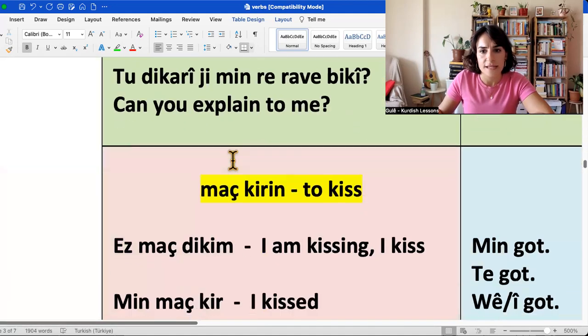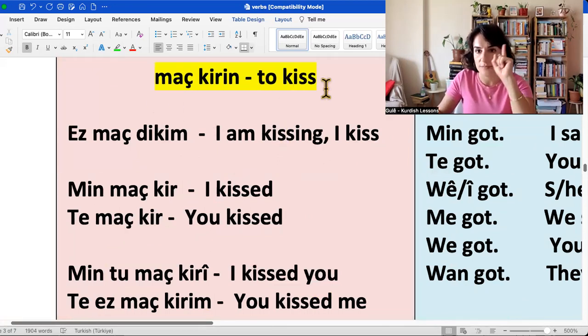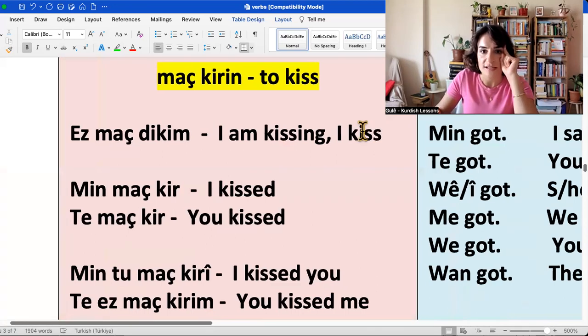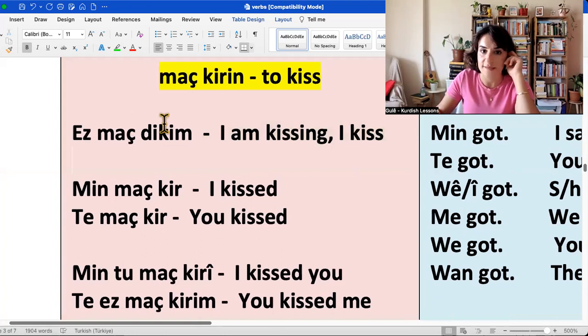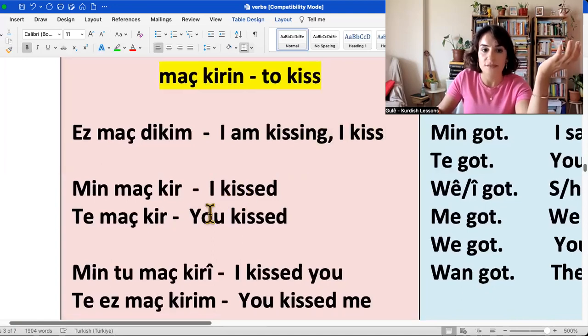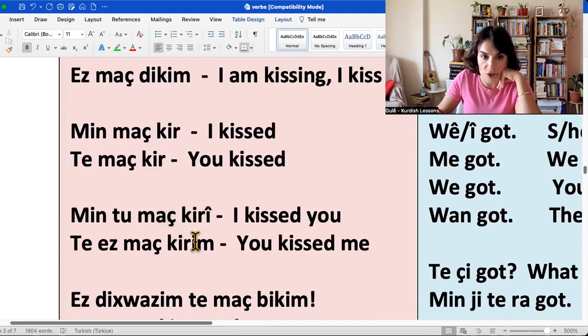Let me see. And here we have machkaran, to kiss. So as I said, one present tense in Kurmanji is equal to two tenses in English. So machkaran can be I'm kissing or I kiss. In the past, min machkar, ta machkar. Min to machkari, I kissed you. Ta as machkaram, you kissed me. That is machkar.